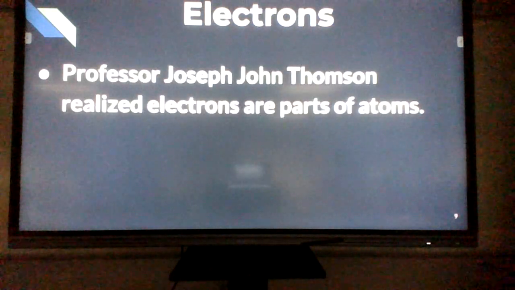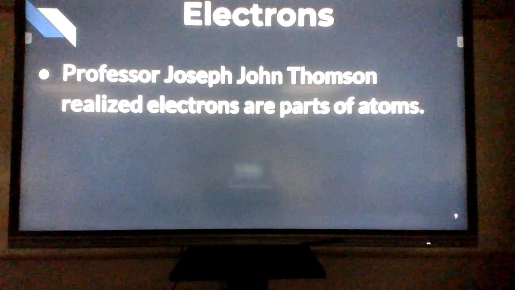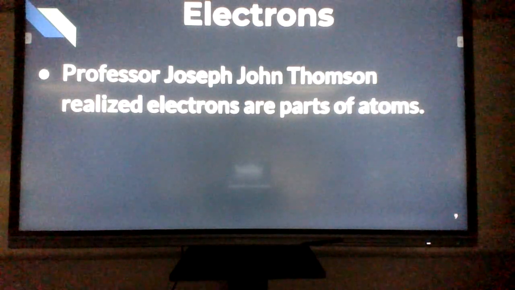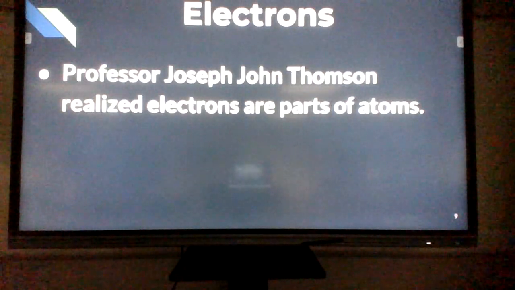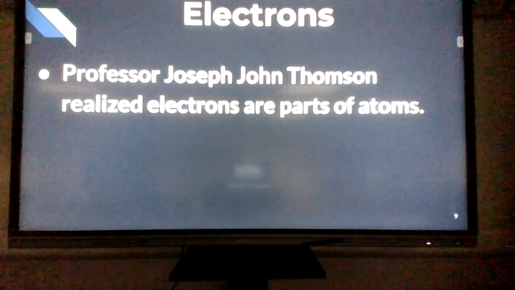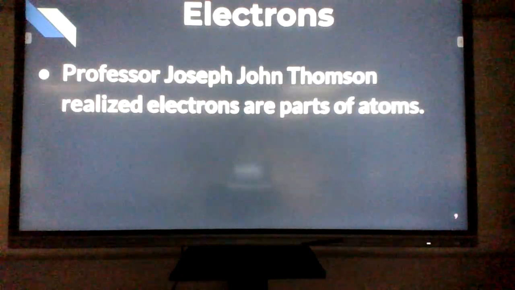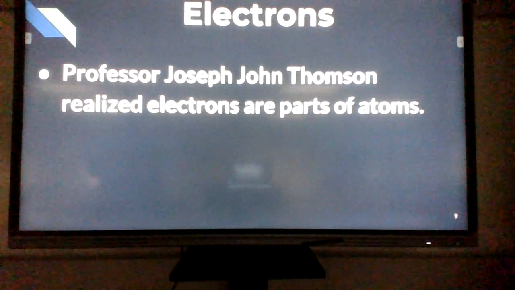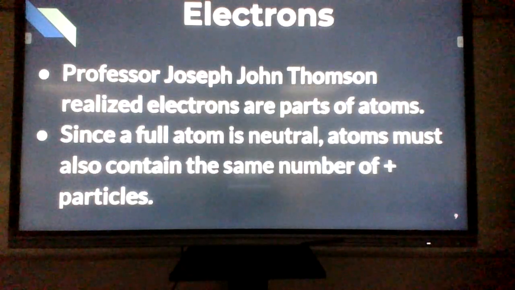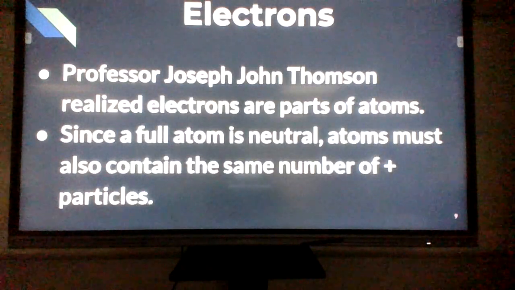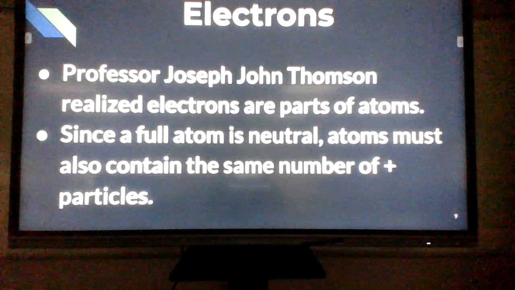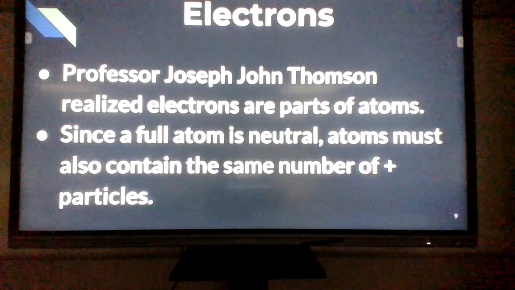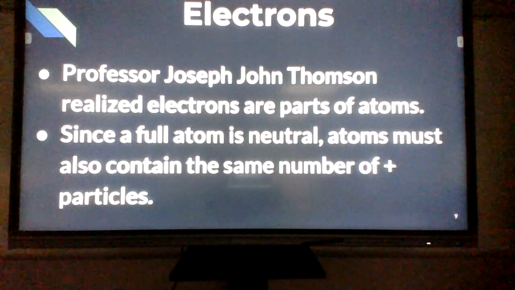Professor Joseph John Thomson realized that electrons are parts of those atoms, and he did some experiments with those. Kind of just call him Thomson when we refer to him after that. He also noticed that since a full atom is neutral, atoms must also contain the same number of positive particles that were later called protons.